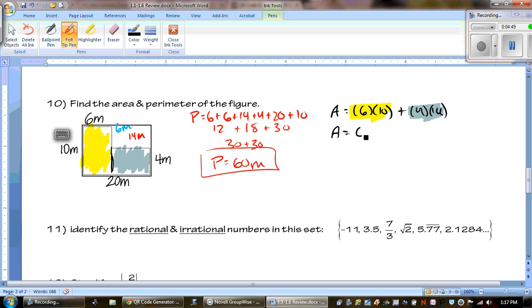6 times 10 is 60. And then you guys are using your multiplication tables. 4 times 14 is 56. And then when you add those two together, if you need to line them up vertically, please do that. We get that area equals 116 meters squared.